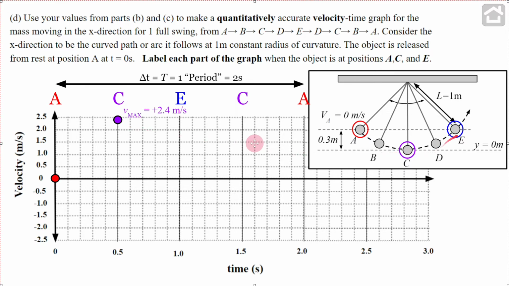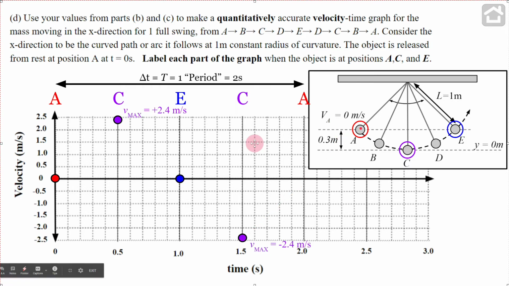When the pendulum reaches position E, it's gone back to 0 velocity. It's come to rest again, and it's going to reverse directions. So it's going to swing back, speed up, and when it gets back to position C at 1.5 seconds, it'll be moving the fastest, but in the negative direction. And so we have to place the velocity at negative 2.4 meters per second.